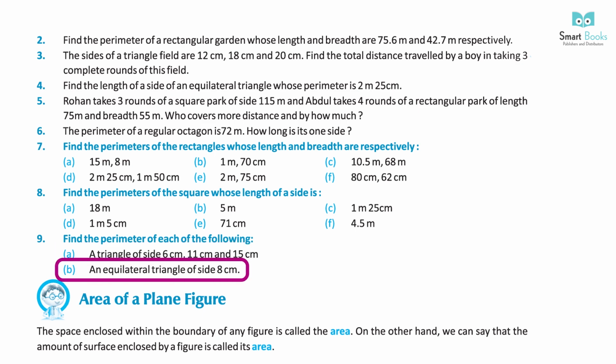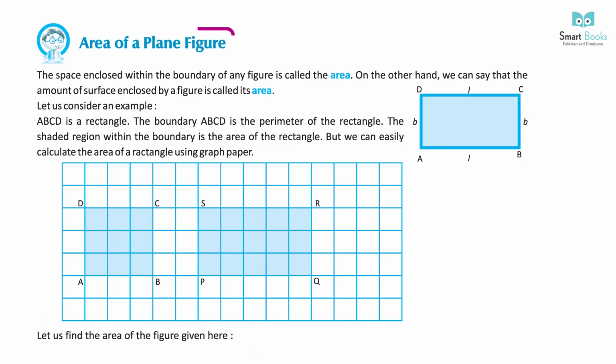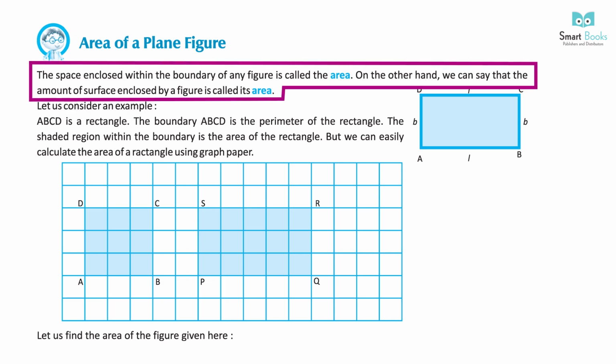An equilateral triangle of side 8 centimeter, solution 24 centimeter. Area of a plane figure. The space enclosed with the boundary of any figure is called the area. On the other hand, we can say that the amount of surface enclosed by a figure is called its area.